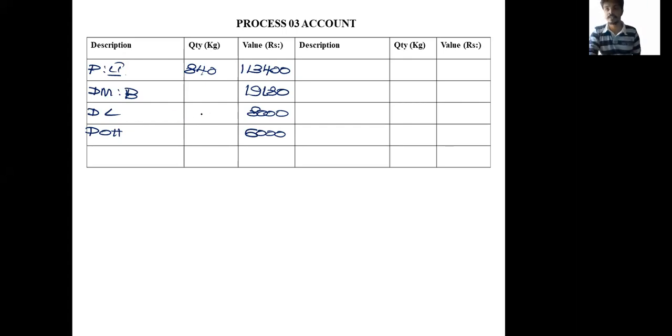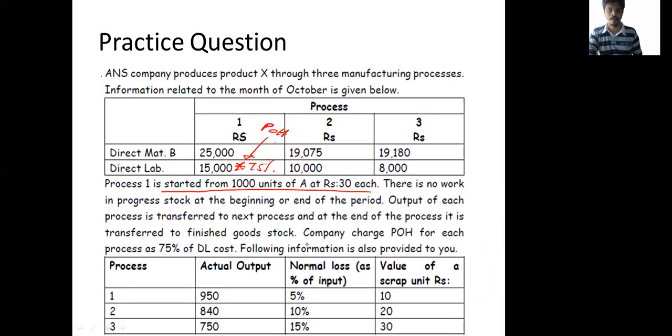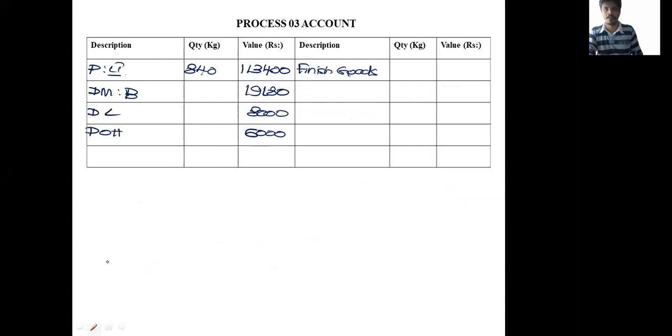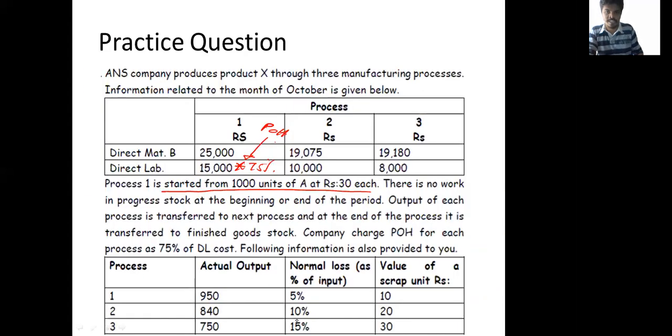Now, after this process, we are transferring the product output into finished goods stock. Output of process 3 is 750, normal loss 15%, value of scrap unit 30. Finished goods 750, the normal loss 15% from the inputs.